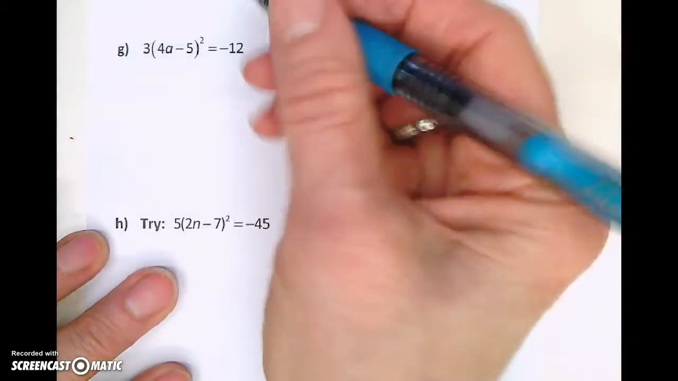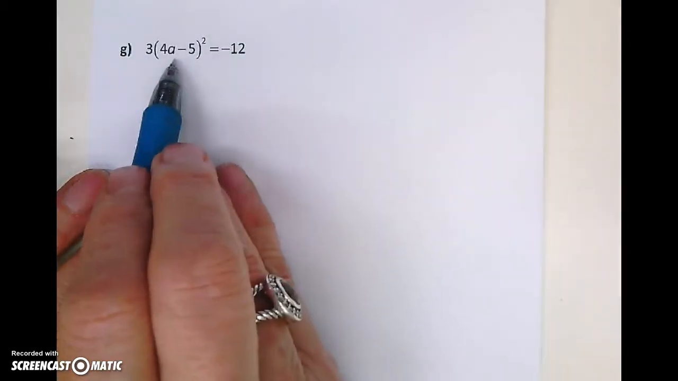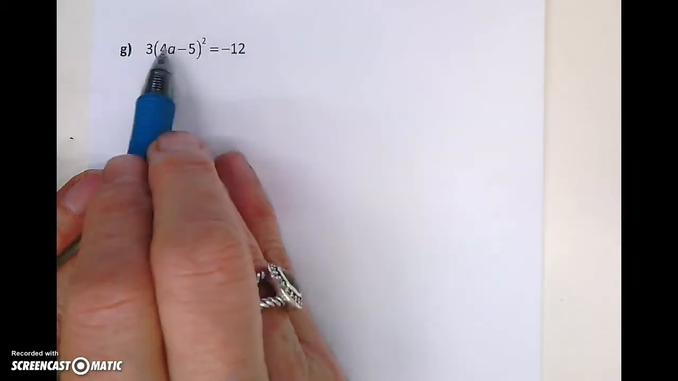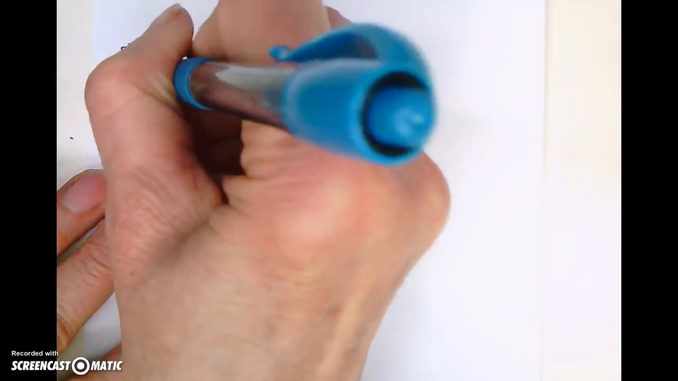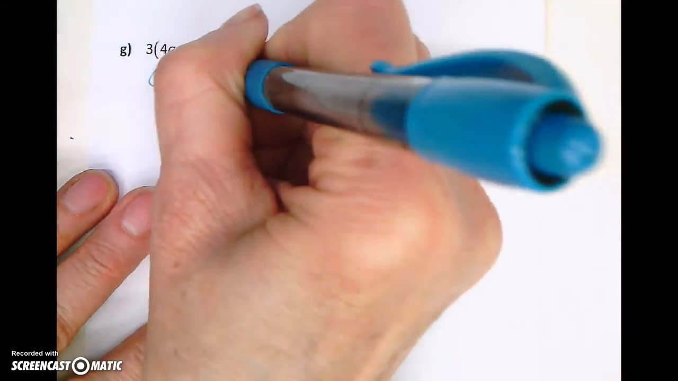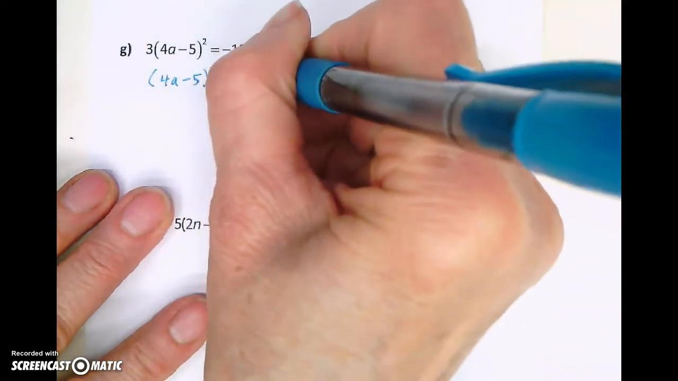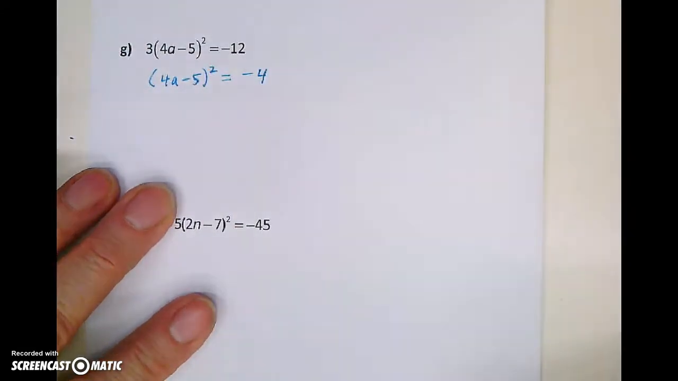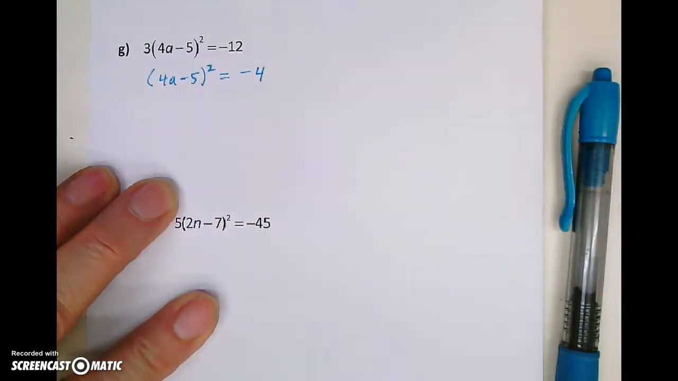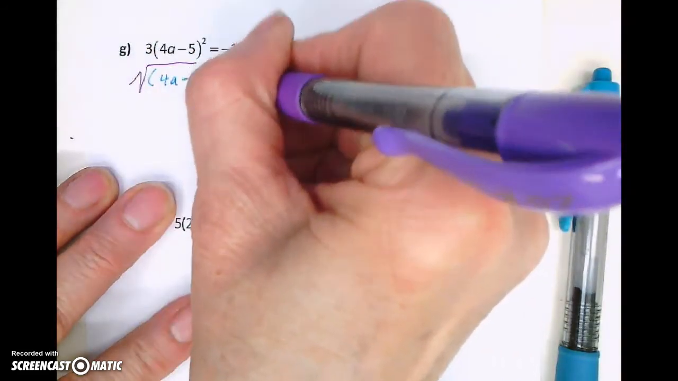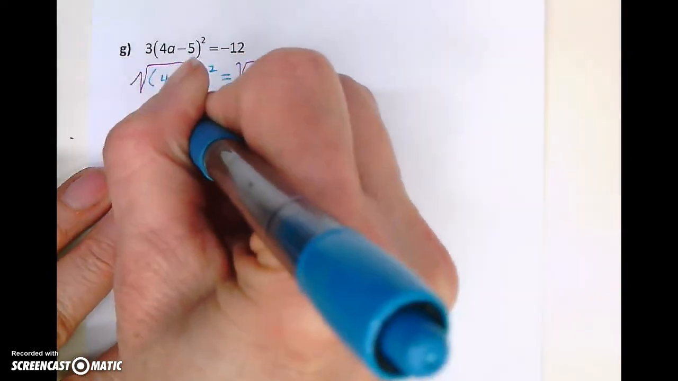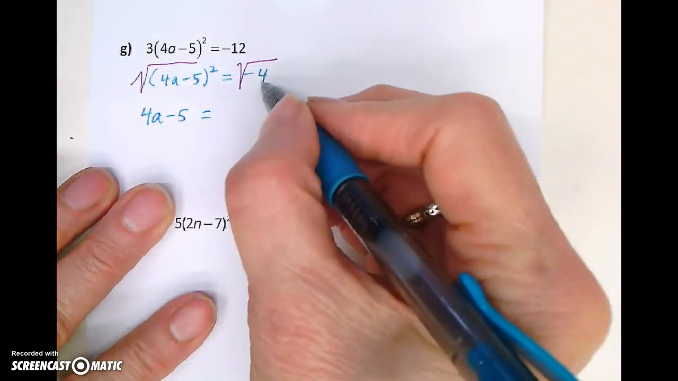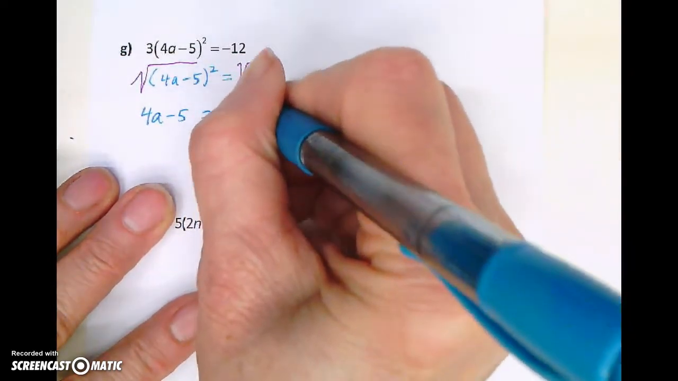So G, we have here, I need to isolate my squared term. Since 3 is multiplied here, I'm going to divide it. So I will have 4a minus 5 squared is negative 12 divided by 3, which is negative 4. Then I will take the square root of both sides, and that's going to give me 4a minus 5. And then the square root of negative 4 is 2i.